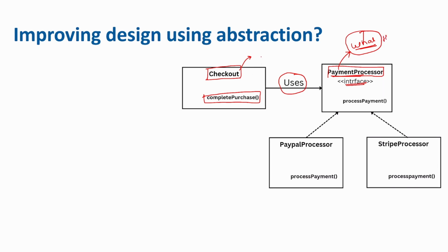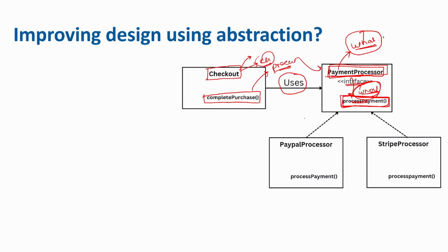Basically, this interface provides what the Checkout class needs. So what is the need of the Checkout class? The Checkout class needs to process payment. So this interface will provide what needs to be done: the payment should be processed. So this interface defines what should be done, like processPayment.